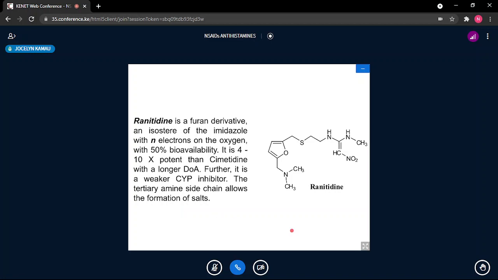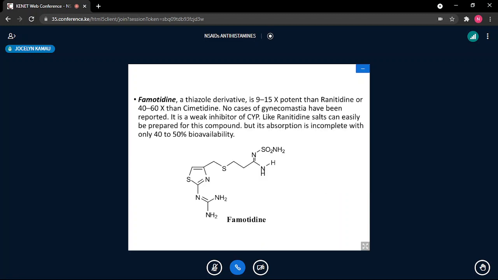for the formation of salts. Any question up to there? Any question? So again, I hope you can pick the structural similarities between ranitidine and cimetidine for H2 blockade or anti-ulcer activity.